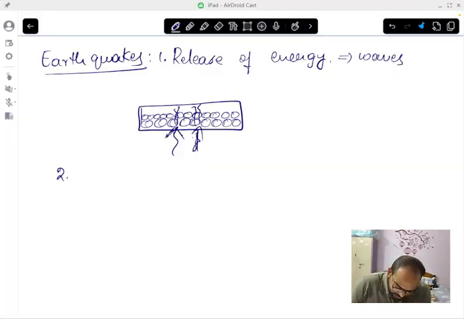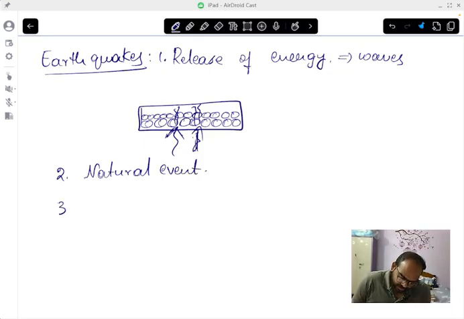Second thing is, it is a natural event. We all know that. Third thing, it happens in the lithospheric part of the earth.